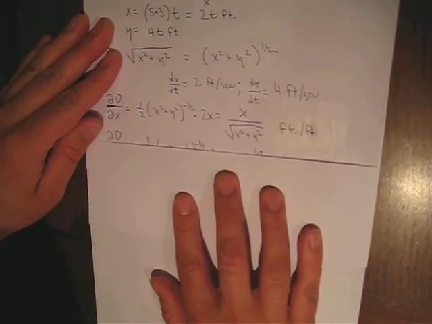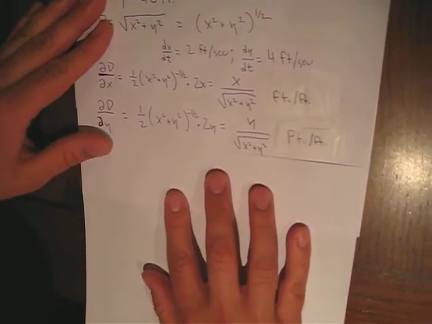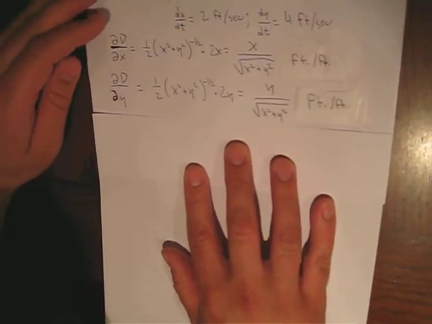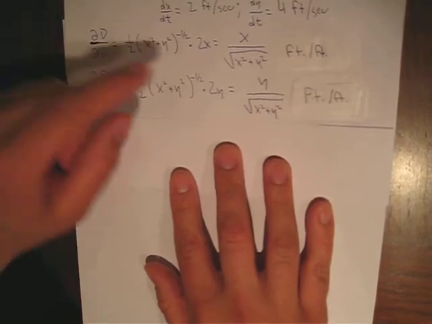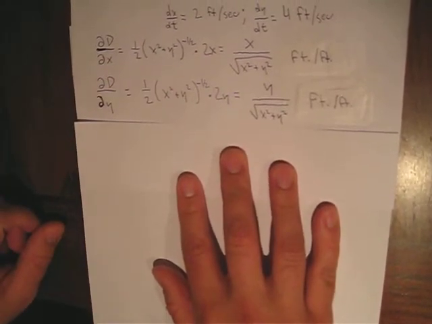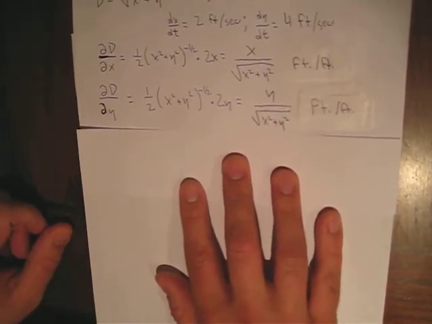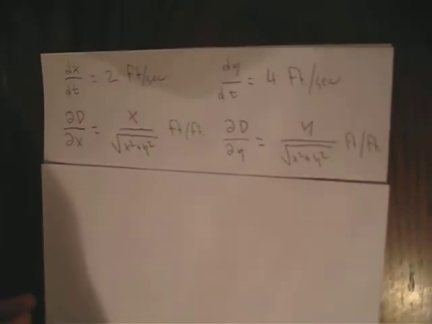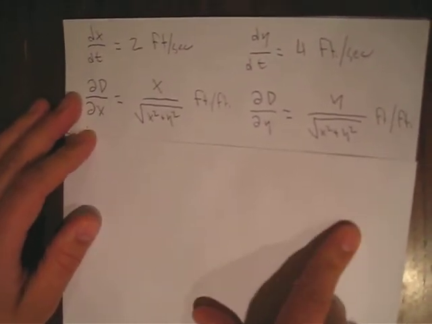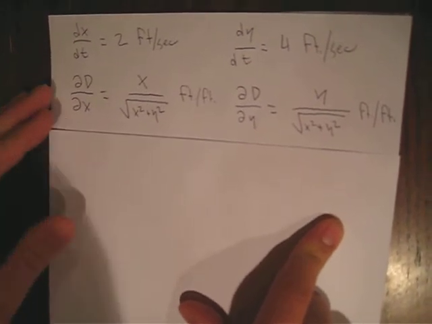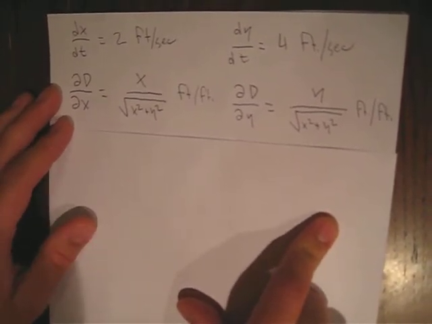Next up, pretty much the same process. The partial derivative of d with respect to y ends up as y over the square root of x squared plus y squared feet per feet. Moving on to the next page, I've got all our values. The solutions are derivatives and partial derivatives of our functions that we just got through our work on the previous page.